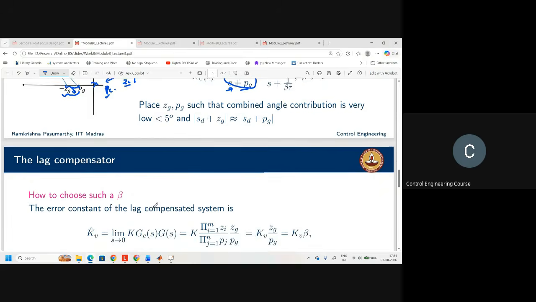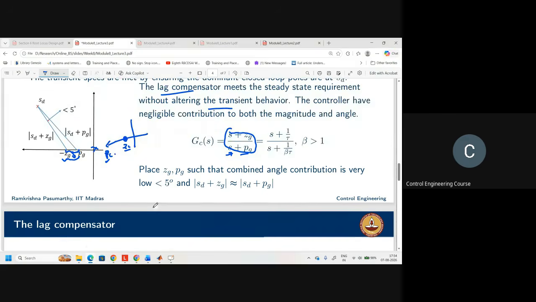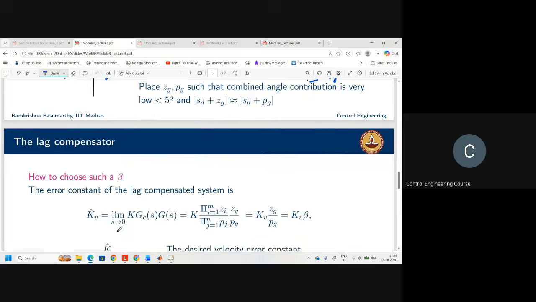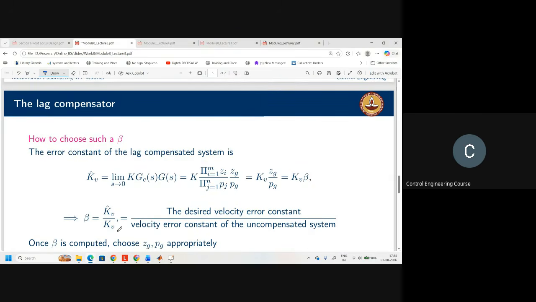So the next step is how do you choose beta? Beta is nothing but the ratio of Zc by Pc. So how do you choose this beta? This is your design parameter. Once you choose this one, and let's assume one parameter Zc, then the other we can automatically calculate. So beta will be calculated by using the steady state error requirement, like we are already given some requirement, right?